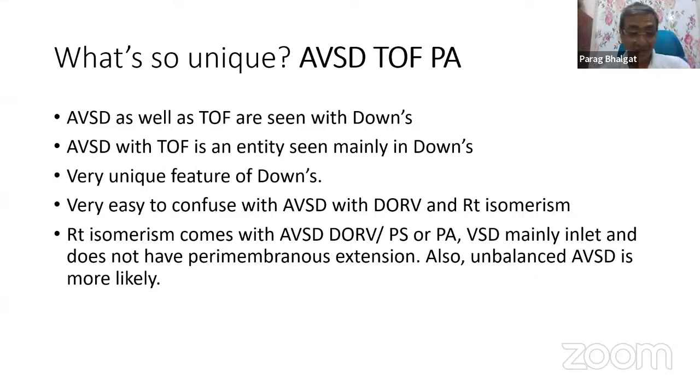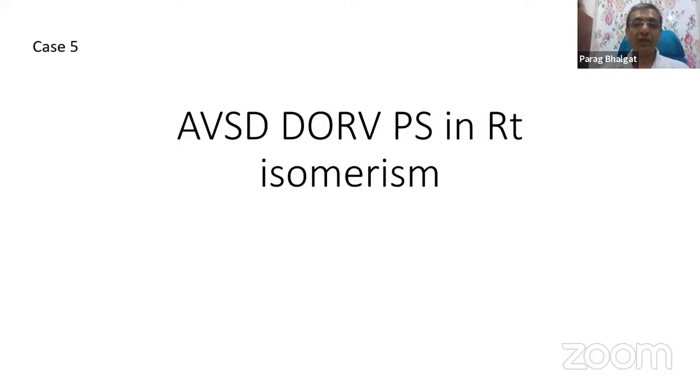In this case, it's very easy to confuse AVSD with DORV or right isomerism. If it is with right isomerism, then generally it's with DORV. Perimembranous extension is not there. AVSD is unbalanced, generally the LV is small. So there are some distinguishing features between the two. Now coming to right isomerism, DORV in a setting of AVSD and right isomerism. We'll discuss how it looks.